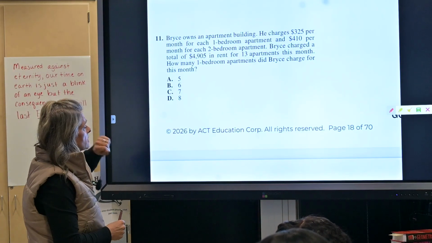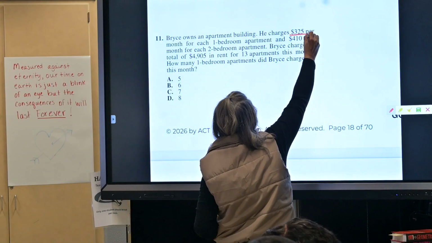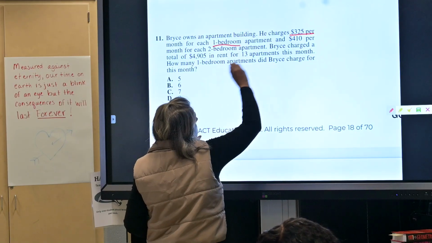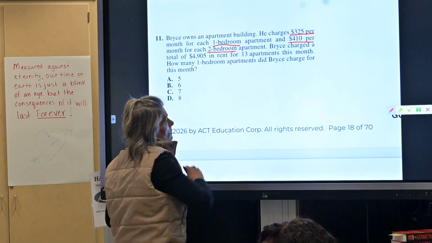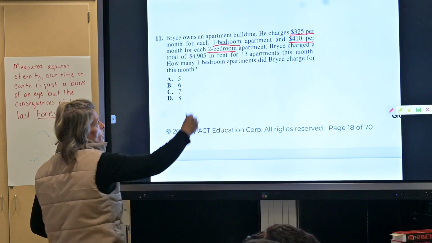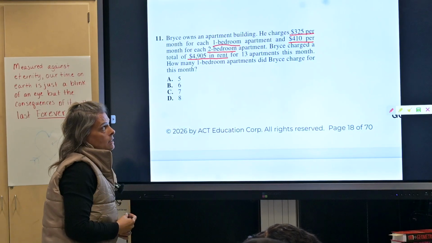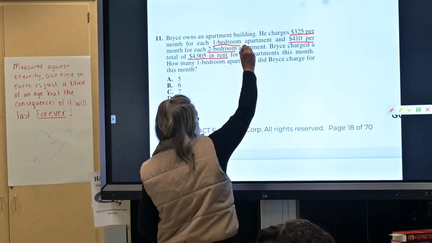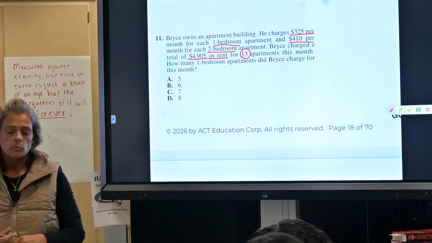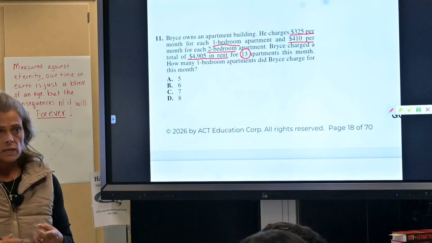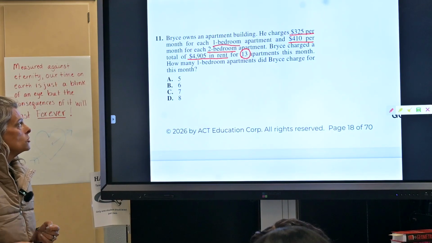So it says Bryce owns an apartment building. He charges $325 for a 1-bedroom. He charges $410 for a 2-bedroom. Bryce charged a total of $4,905 in rent. And there were 13 apartments. Okay, so when we go to that apps key and we solve the simultaneous equation, we have an X and a Y normally, right? 2 unknowns, 2 equations when we're trying to do this. So that's what we're going to do.